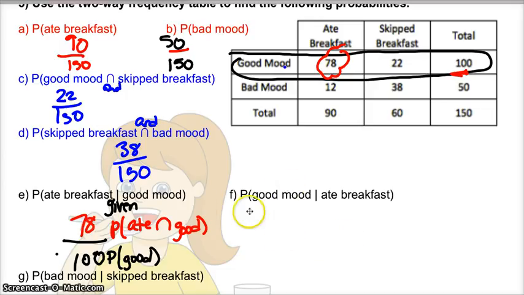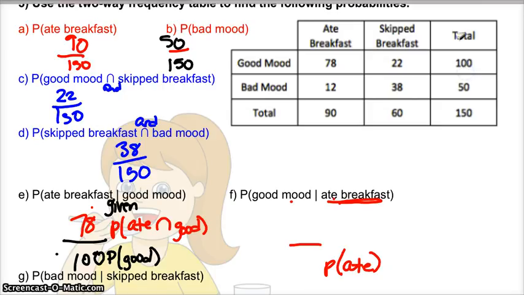So in this next one, a lot of students see the probability of eating breakfast given good mood versus the probability of good mood and eating breakfast, and they think that we're just switching these fractions. But instead what's happening is that this "ate breakfast" is limiting our sample space. I'm no longer looking at all 150 people, but instead when we go to answer this question, we're looking at only the number of people who ate breakfast. So think about circling that.